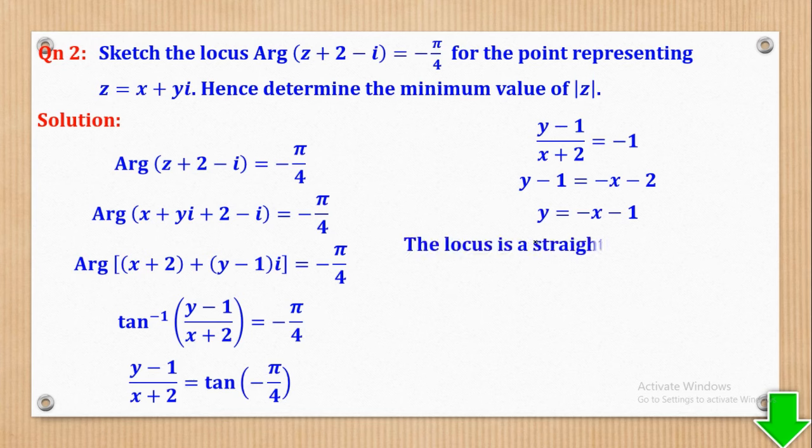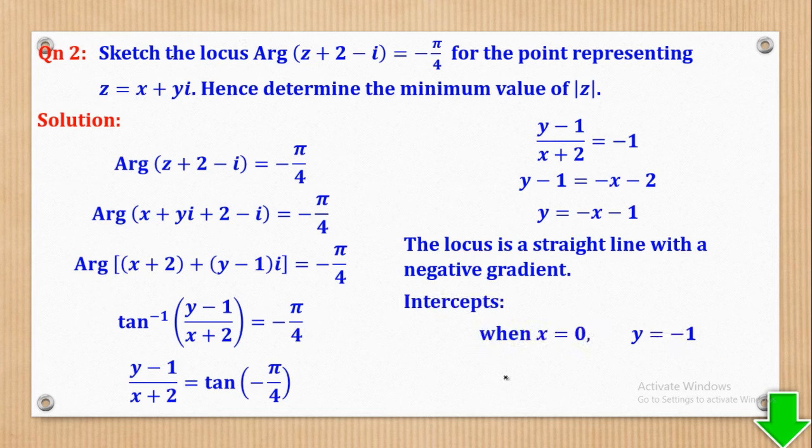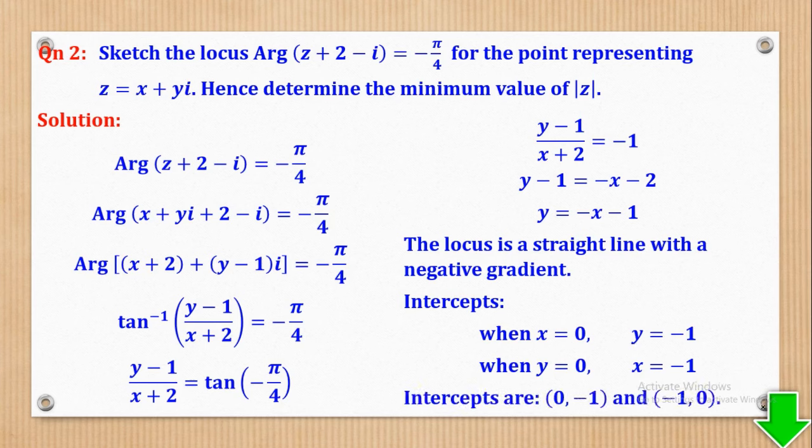So we shall say that the locus is a straight line with a negative gradient. But they also wanted you to get the minimum value of modulus of z. So okay, they wanted you to sketch, so let's first do the sketching. For sketching, we need the intercepts. When x is 0, y is negative 1, and when y is 0, x is negative 1. Therefore the intercepts are those two. So let's go and sketch now that we have got the intercepts.